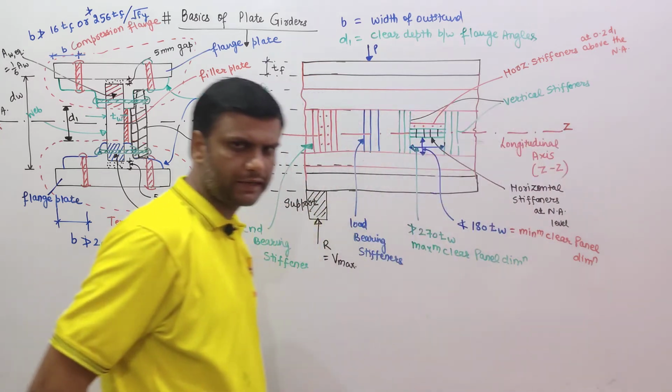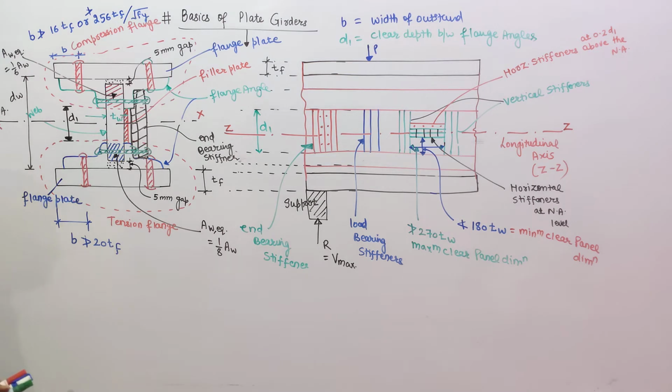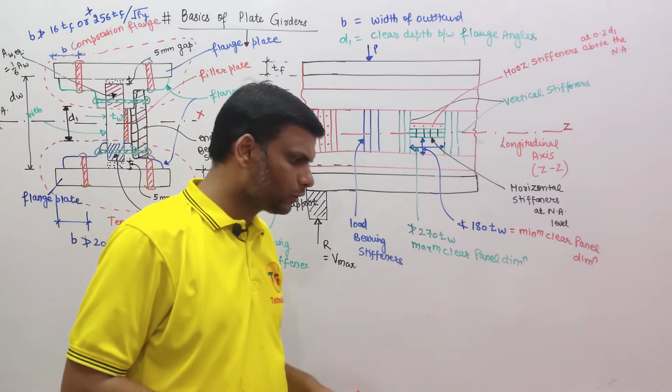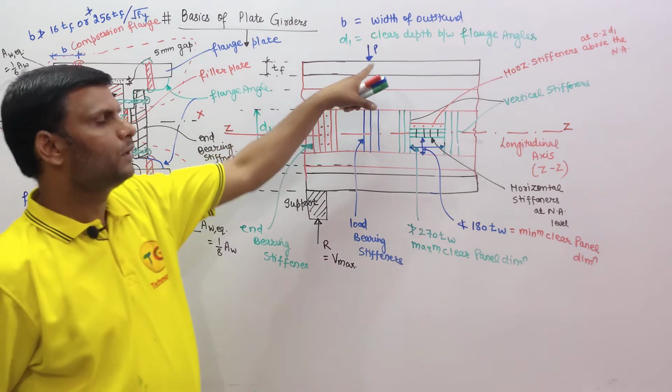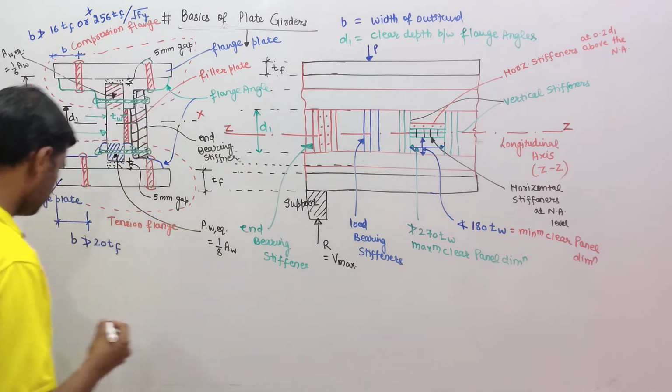So under the concentrated load, vertical stiffeners are provided, called load bearing stiffeners, due to the excessive amount of bearing stresses due to concentrated load.